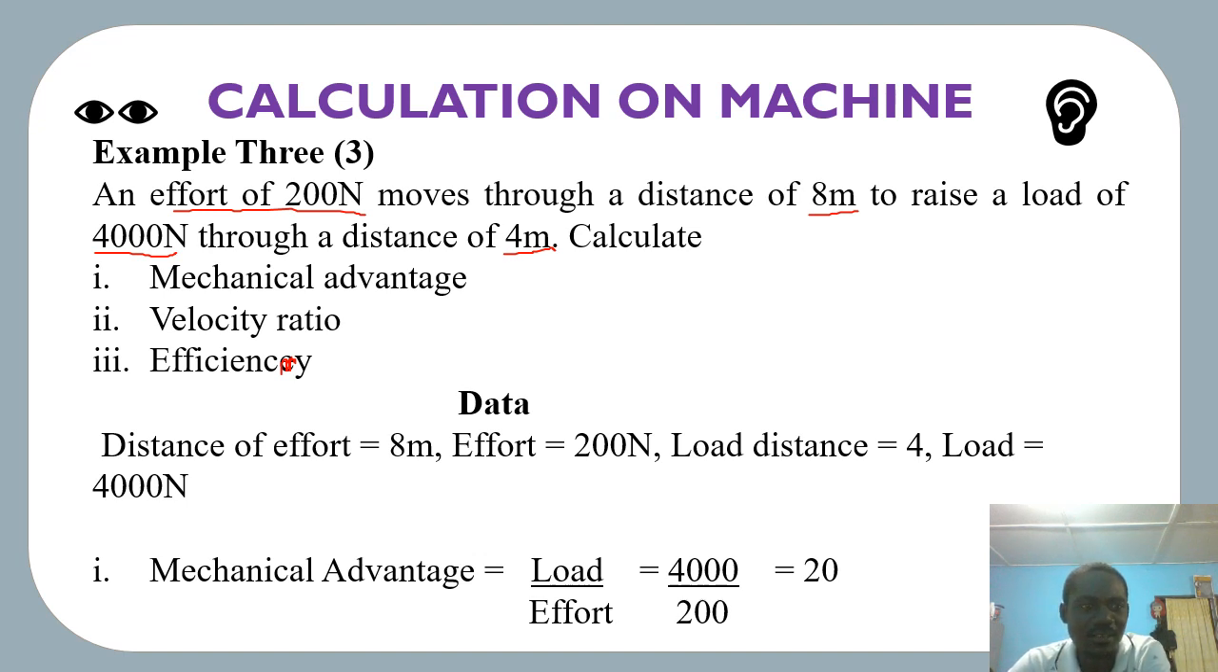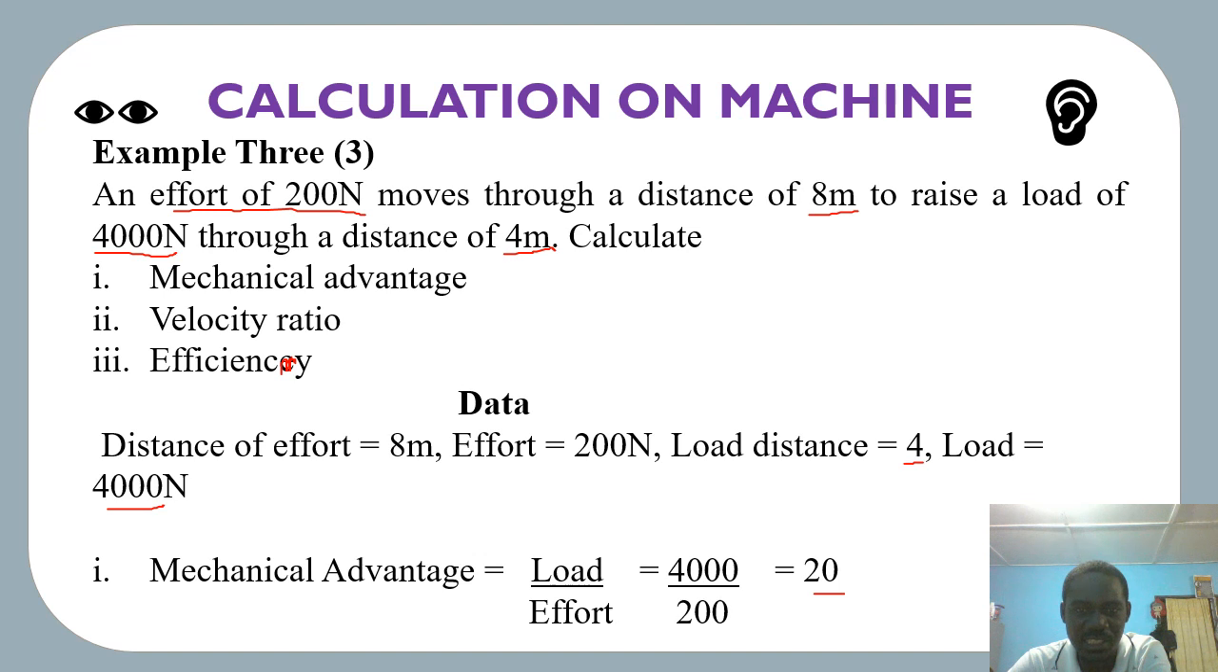So the data: distance of effort is 8, the effort itself is 200 Newton, load distance is 4, and the load itself is 4,000 Newton. We take the first one. From our properties of machine, we learned that mechanical advantage is load over effort. Therefore, it is 4,000 divided by 200, which gives us 20.